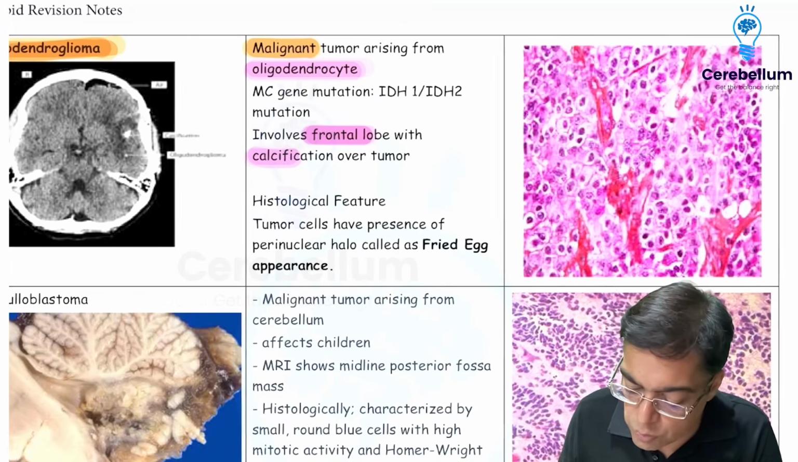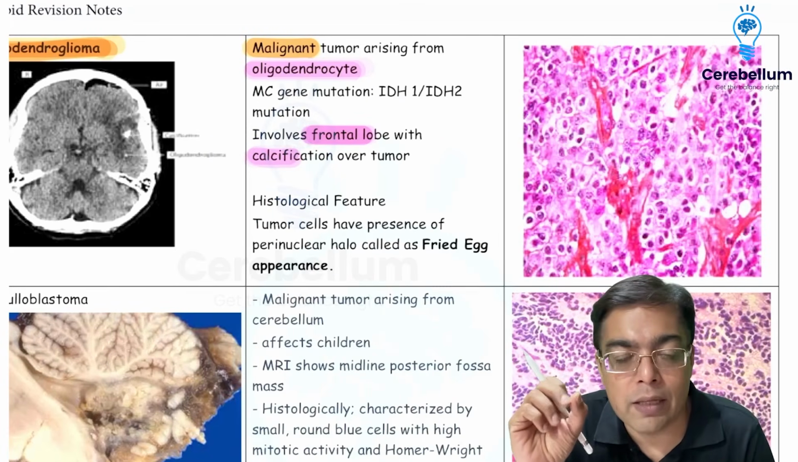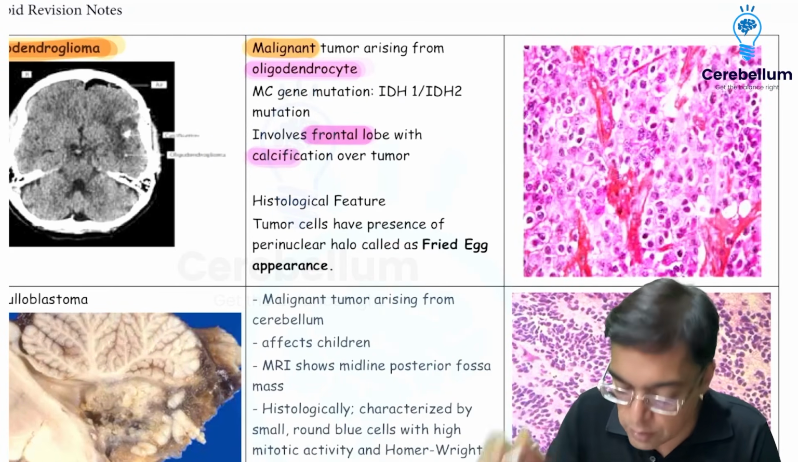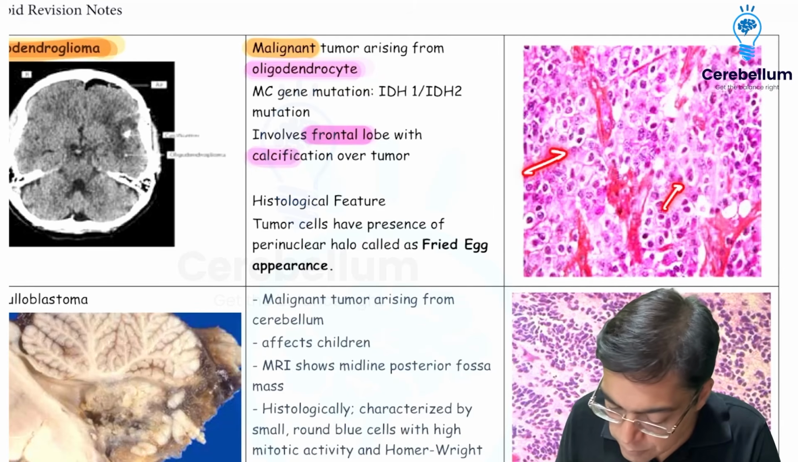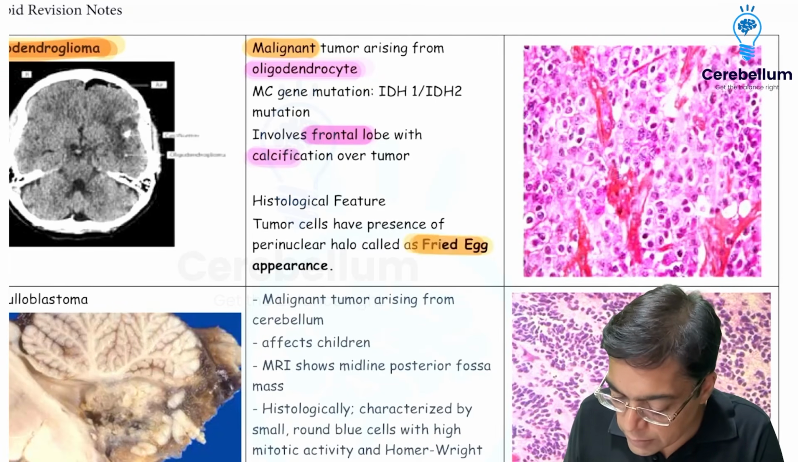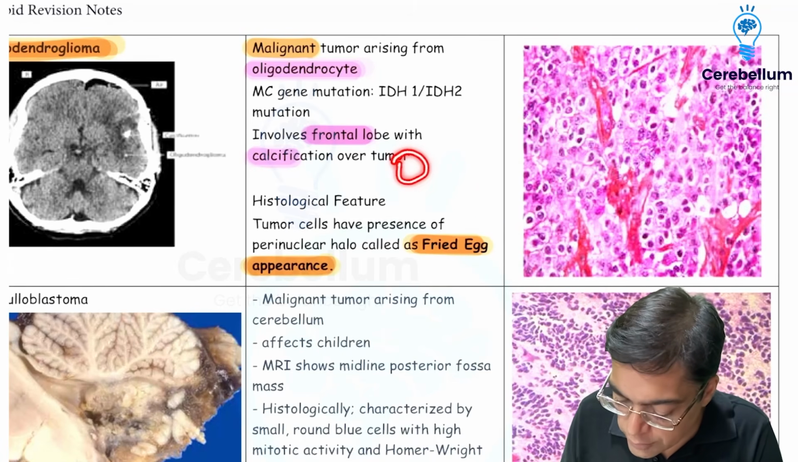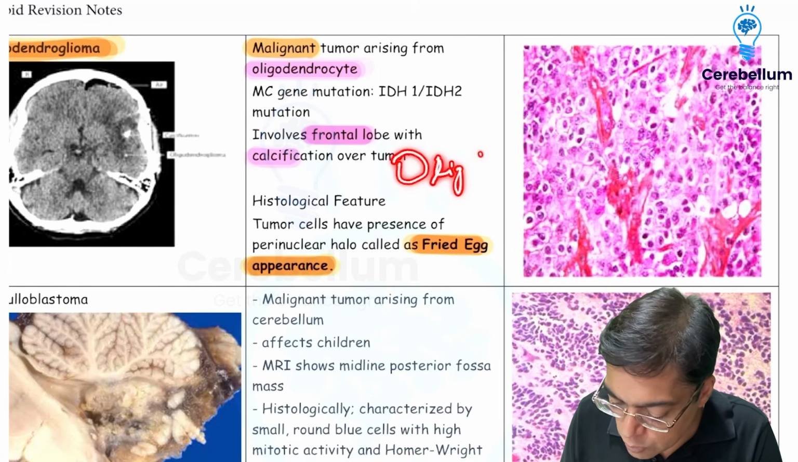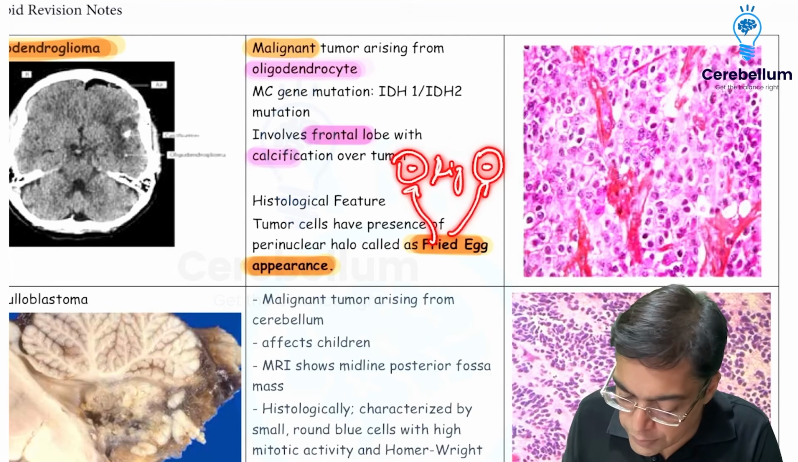Whenever we are talking about this tumor, the cells are characterized by the fact that around the nucleus there is an empty area. So this is going to be associated with the term the perinuclear halo. The perinuclear halo is what is being described by the name of fried egg appearance. So oligodendroglioma, the way we remember it, is going to be having the presence of a fried egg appearance. That's what we need to remember.